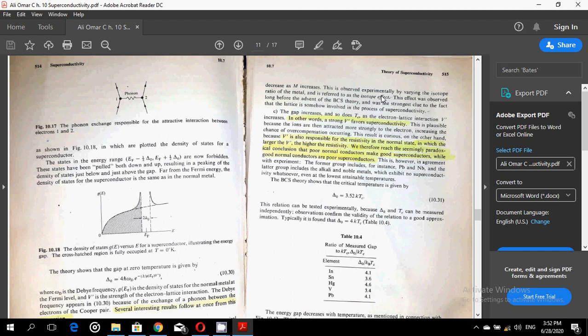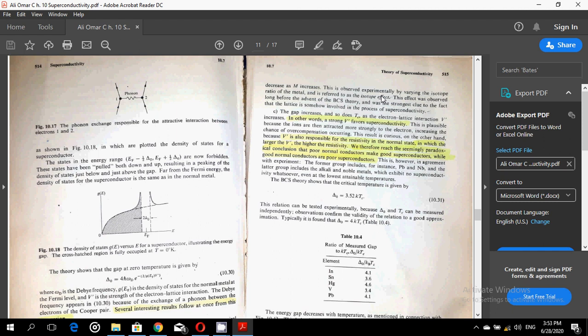So we see that the energy gap is inversely proportional to the square root of the mass of the atom. Various isotopes will have different masses, and we can introduce here the isotope effect. This effect was observed long before the advent of the BCS theory and was the strongest clue to the fact that the lattice is somehow involved in the process of superconductivity.